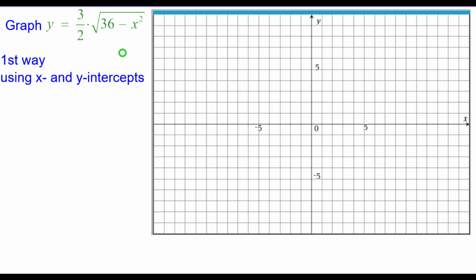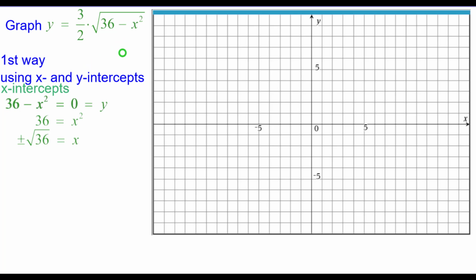So let's go ahead and graph this. The first way is going to be using x and y intercepts. So the x-intercepts occur when the y value is equal to 0, but we only need to concern ourselves with this expression because the 3/2 will not make any difference there. So we're going to set 36 minus x squared equal to 0 and solve that for x.